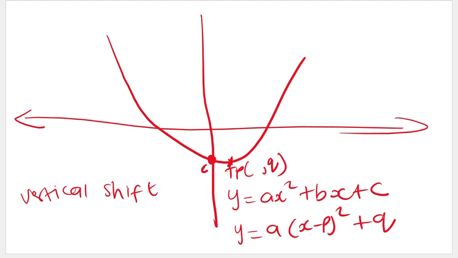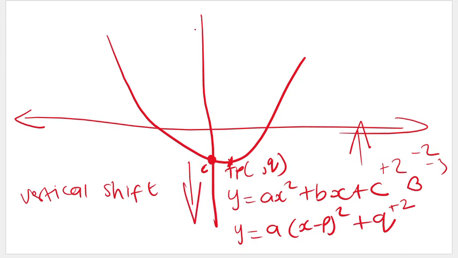So if we increase, let's say you add 2 to c, the graph will shift up. The same if you add 2 here, the graph will shift upwards. If we say -2 or -3, the graph will go down. It will shift downwards. This is what we mean when we talk about the vertical shift.